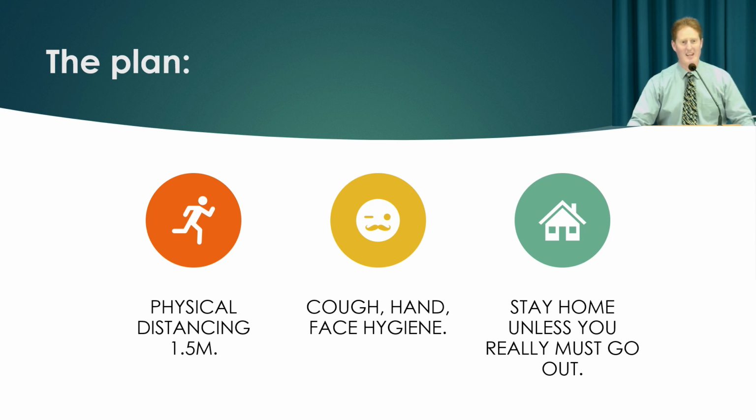So what is the plan? Well, currently the plan is a bit simple, which I like, simple. The plan is that we need to stay away from each other. The plan is that we need to make sure that if we cough or if we touch our face, we're keeping it clean. And the last bit of the plan is that you need to stay home unless you really must go out. And I think anyone on Facebook's seen a whole series of different little flow charts asking you question after question about really, really, really must you go out? And that's really what we're looking at when we're looking at this.